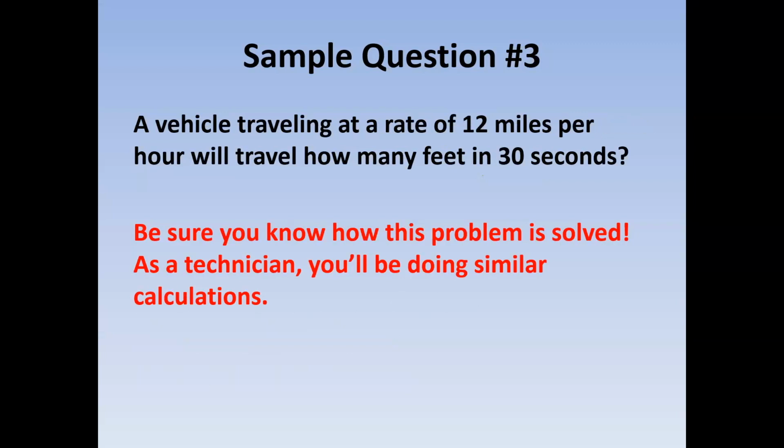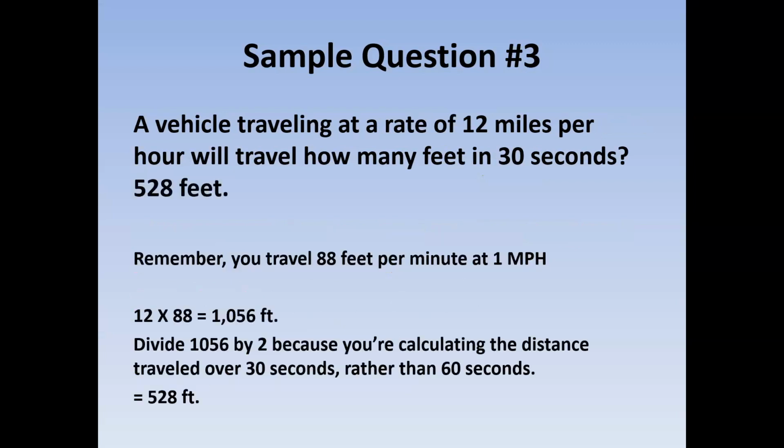Okay, a vehicle traveling at a rate of 12 miles per hour will travel how many feet in 30 seconds? And be sure you know how to do this. As a technician, you'll be doing similar calculations. Basically, it's 528 feet. So remember, you travel 88 feet per minute at 1 mile per hour, so that would be 1,056 feet if you were to do 12 times 88. Divide 1,056 by 2, since you're calculating distance traveled over 30 seconds rather than 60 seconds, equals 528 feet.